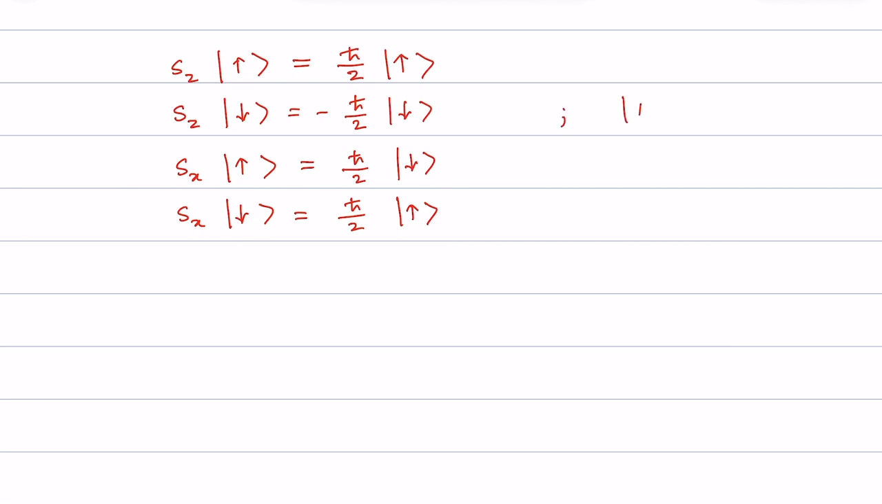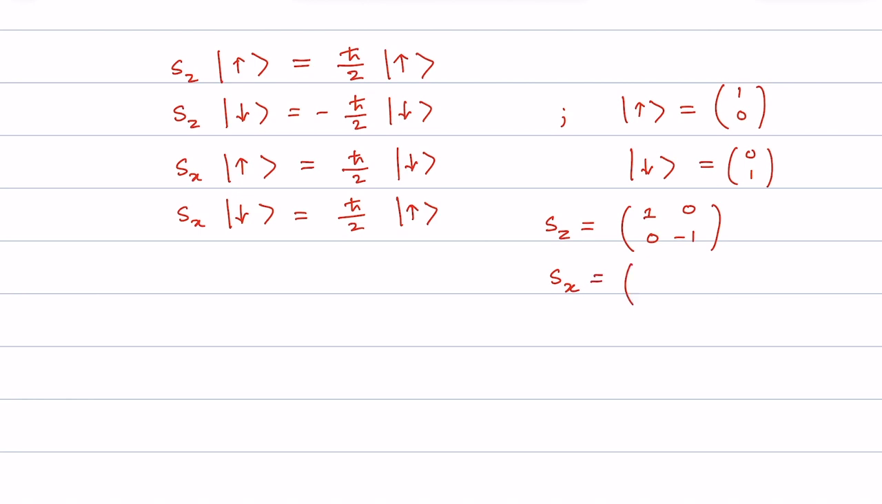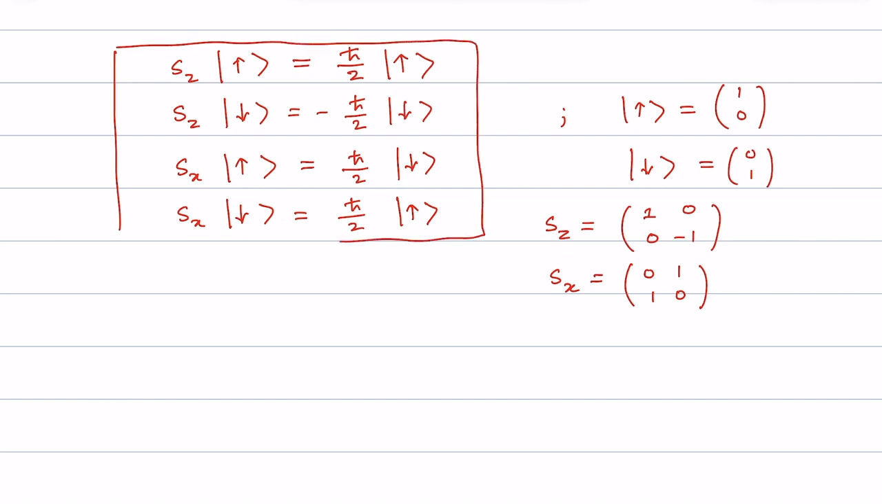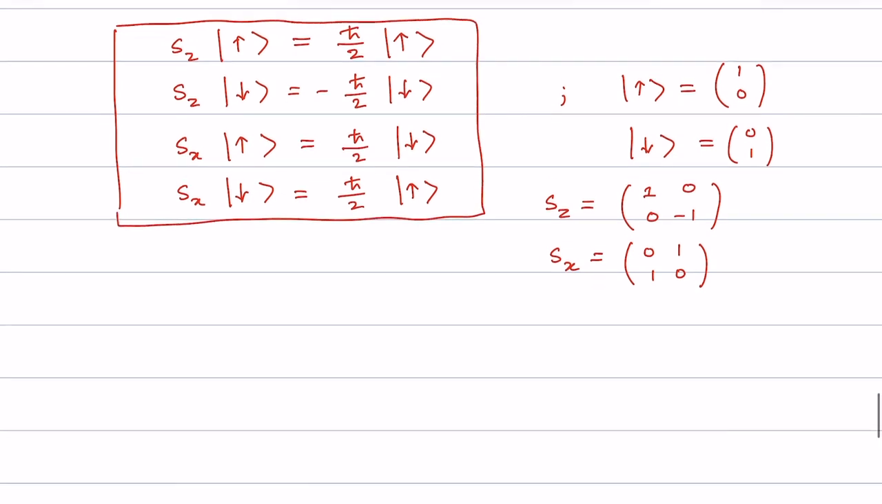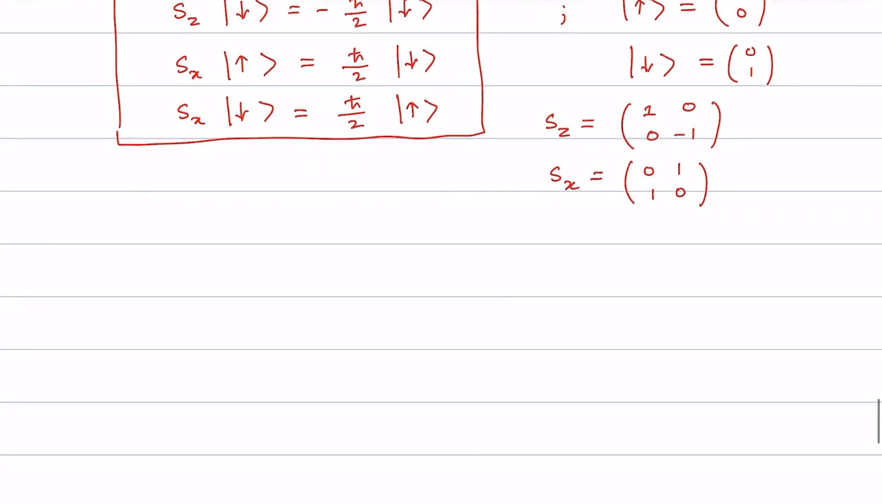It is very easy to prove these relations. Just note that the up spin can be represented by the column vector (1, 0), and the down spin by the column vector (0, 1), and SZ in the matrix representation is (1, 0; 0, minus 1), and SX is (0, 1; 1, 0). If you utilize this matrix representation, you can easily verify that the results I have written here are correct. So please do that if you are not convinced. Now utilizing this, I can work out my expression here.